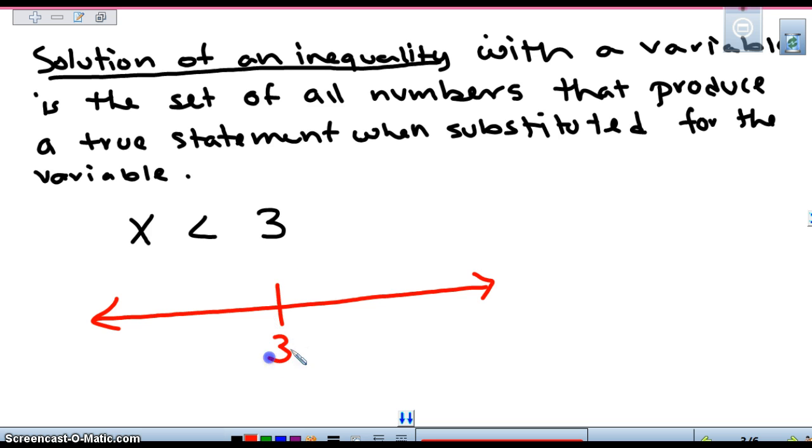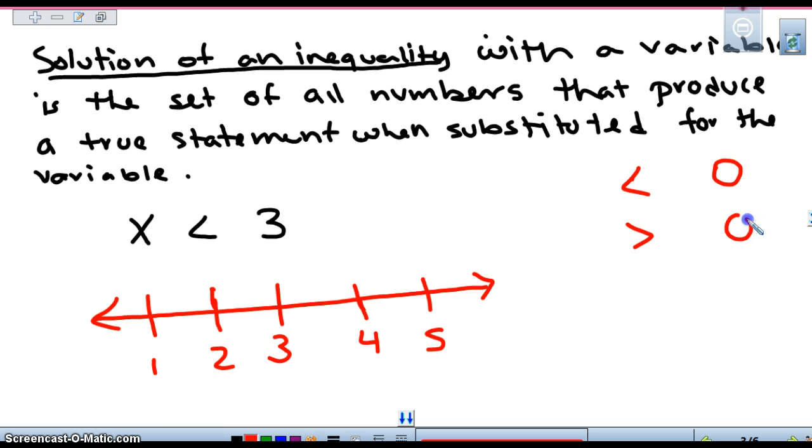So if we graph 3 on this number line, after 3 comes 4, and then 5, before 3, 2, and 1. When the inequality sign is less than or greater than, we graph using an open circle. When the inequality is less than or equal to, or greater than or equal to, we graph using a closed circle. So in this case we have x is less than 3. That means we're going to graph using an open circle.